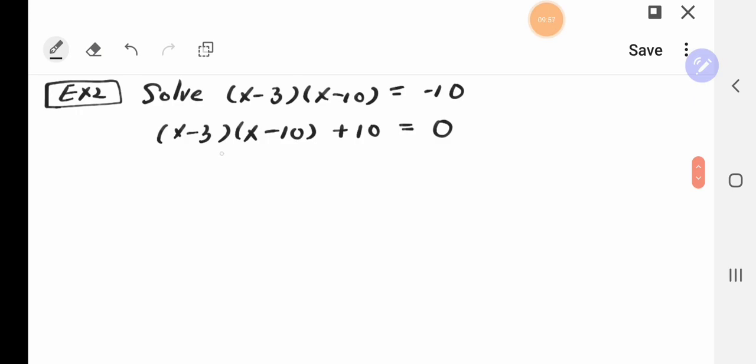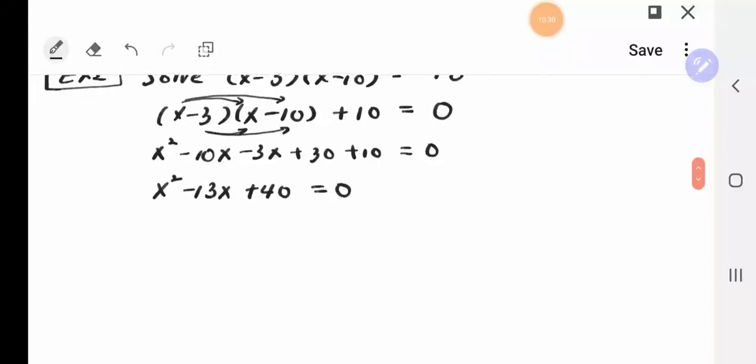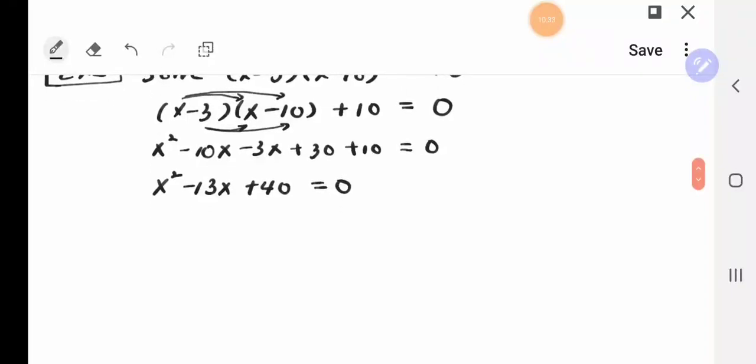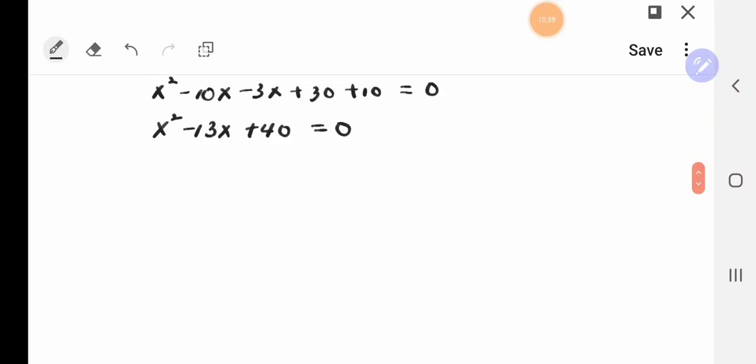So use the FOIL method to distribute this product. x times x is x squared. Next one is negative 10x. This is negative 3x. This is positive 30. Okay, then simplify the left-hand side: x squared minus 13x plus 40 is equal to 0. Now that we simplified the left-hand side of the equation, we can try factoring. We have to factor this to find the solution.